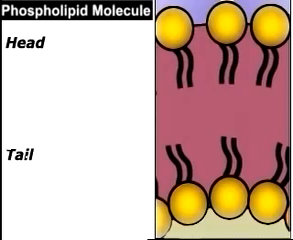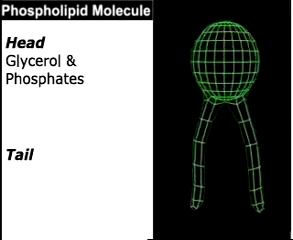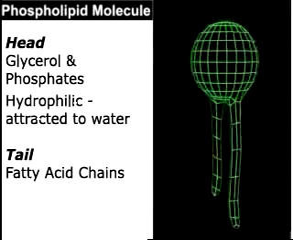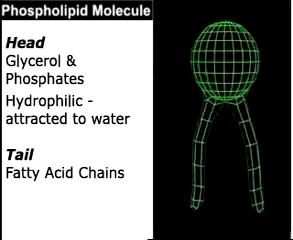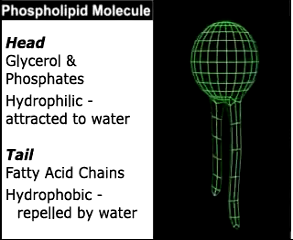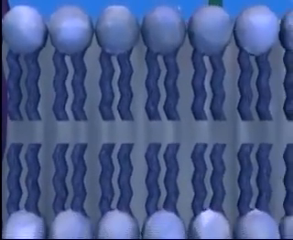The phospholipid molecule is divided into a head region and a tail region. The head region is the glycerol and phosphate group. The tail region is the fatty acid chains. The head is hydrophilic, attracted to water. The tail is hydrophobic, repelled by water. It is this property which allows for the unique molecular alignment that makes the plasma membrane.